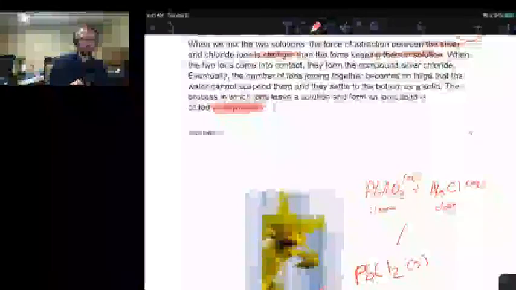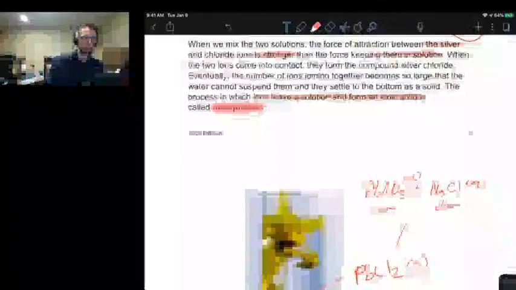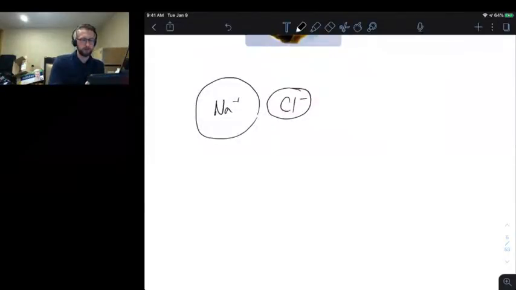So when ions leave a solution to form an ionic solid, it is precipitation. We can go back to Unit 1 and make some assumptions about this. So we have sodium and chlorine, right? Sodium is a relatively large ion. Chlorine is a relatively small one. And so the distance between these is some value of R.